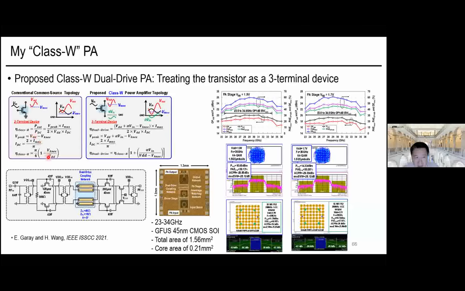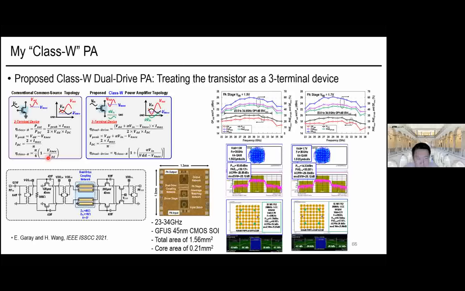In addition, we can see that a factor of one minus knee voltage divided by VDD, which we presented earlier, is actually another limiting factor on the efficiency due to the finite knee voltage. Okay, let's look at how we can break this limitation.